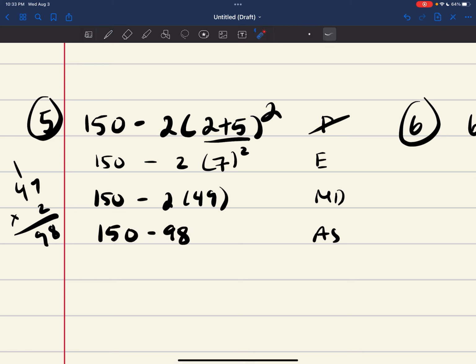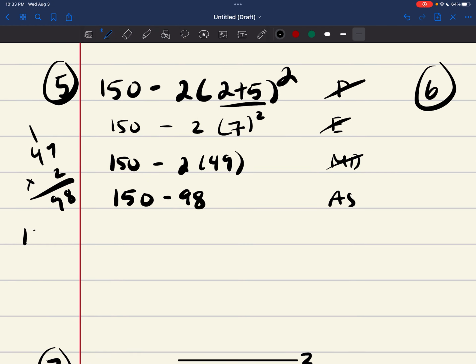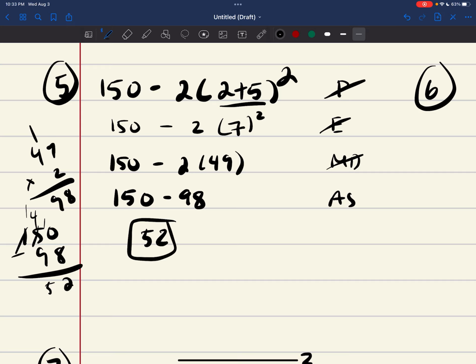Now, if you're wondering, okay, what was I doing over here? I have 2 times 49. We're still in the phase of multiplying and dividing, right? Then we can go ahead and start adding and subtracting. Now I'm left with 150 minus 98. And if I put that in the calculator, let's see, what is this going to give me? It's going to be 52. My answer is 52 in this case.